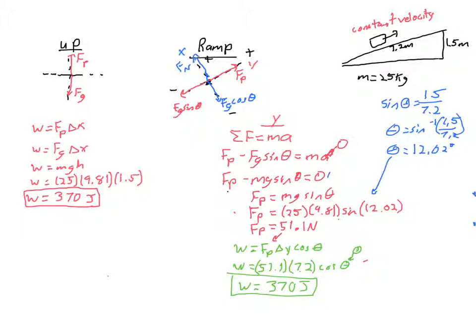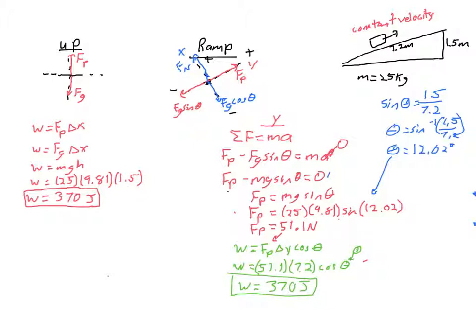Now, a ramp is a type of simple machine, and it doesn't mean that simple machines are pointless. Simple machines are very, very useful. Notice what's ended up happening here. My force got reduced, 51.1 newtons, right? But I went a further distance. Over here, though, the force, 25 times 9.81, somewhere around 250, is much, much higher. I have to exert a much harder force and go a shorter distance.